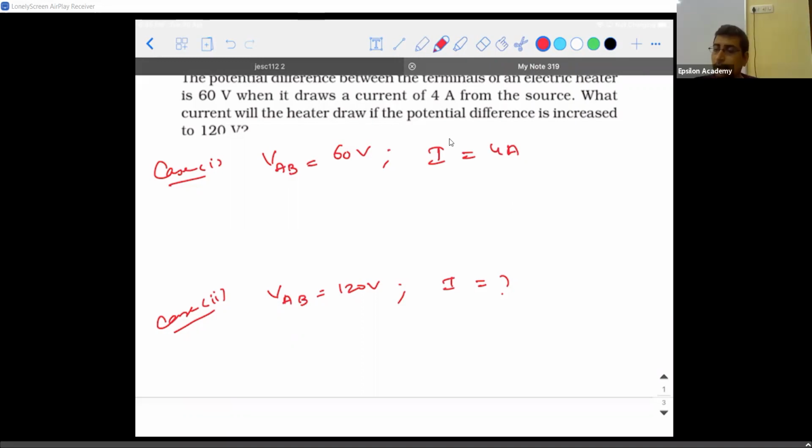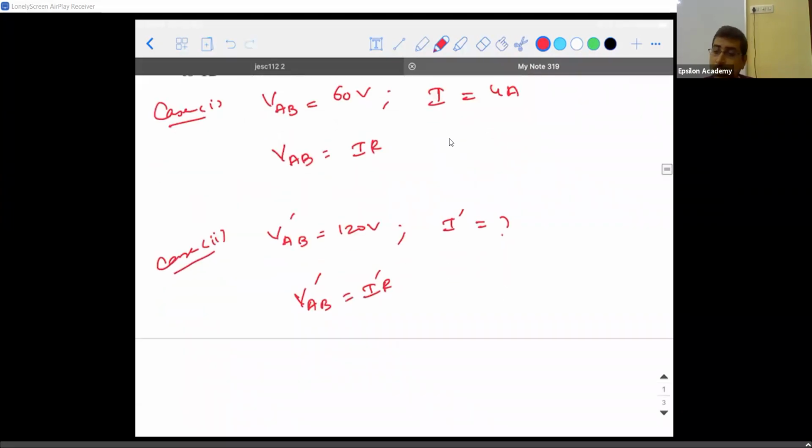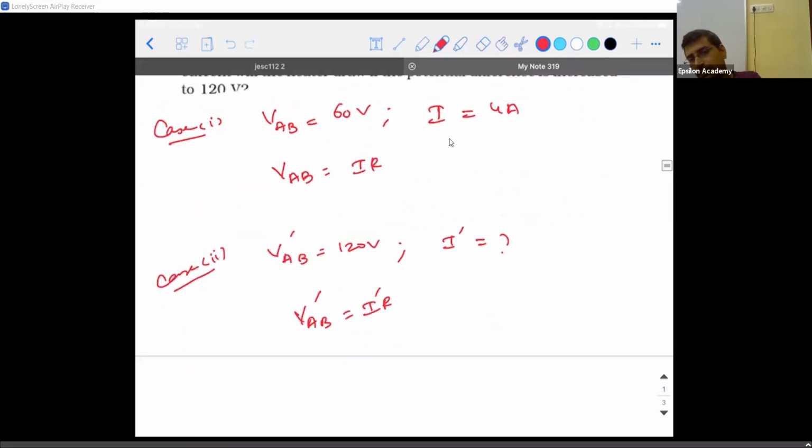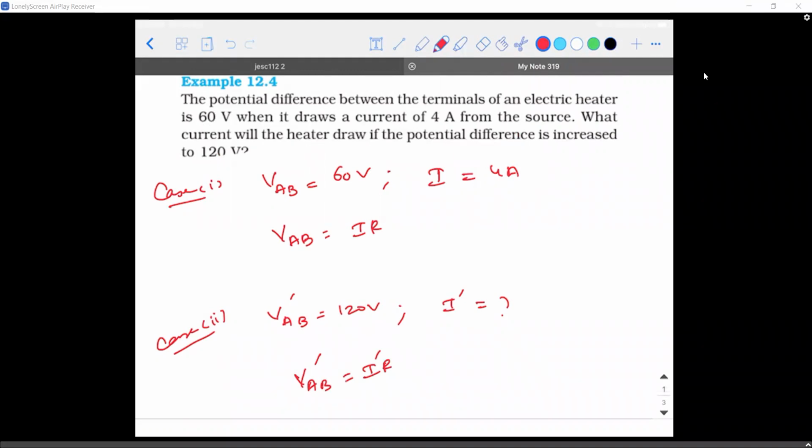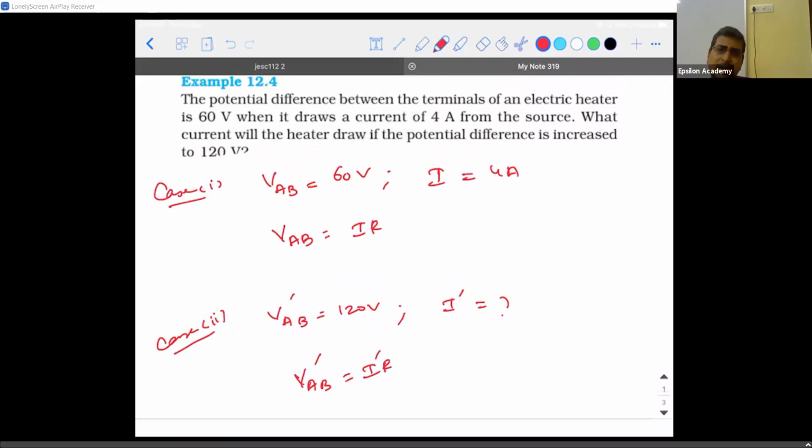Listen. So VAB is equal to I into R. Here also VAB is equal to I into R. I'll call this VAB dash, and I'll call this I dash. Why did I not write it as R dash? Sir, because resistance is same here. Because it's the same material, it's the same heater that is being used.